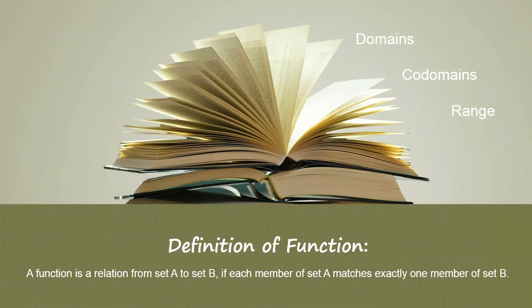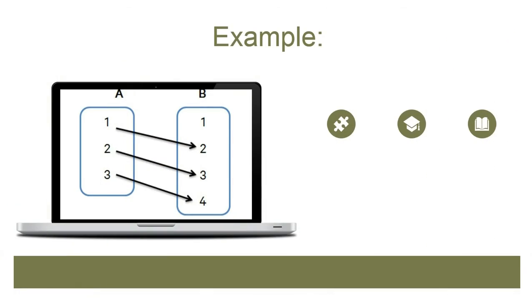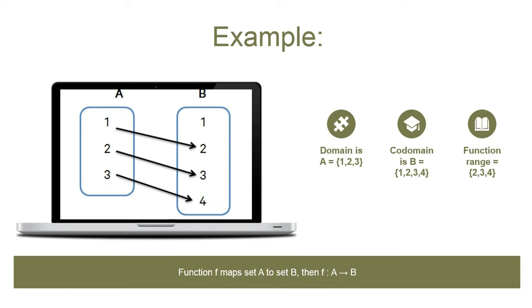As with relations, functions can also be represented in the form of arrow diagrams, consecutive sets of pairs, and Cartesian diagrams. For example, you can see the arrow diagram. From the arrow diagram it can be concluded the domain is A equals 1, 2, 3, codomain is B equals 1, 2, 3, 4, and function range equals 2, 3, 4. A function can be denoted by lowercase letters like f, g, h. For example, function f maps set A to set B, then f: A to B.